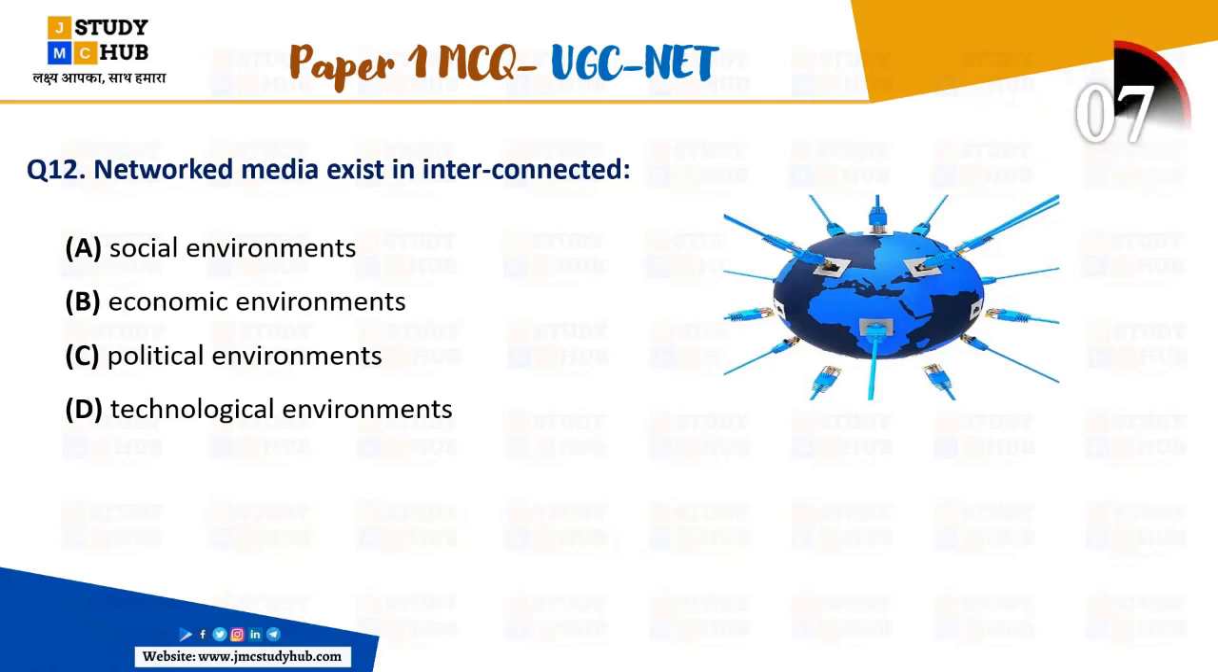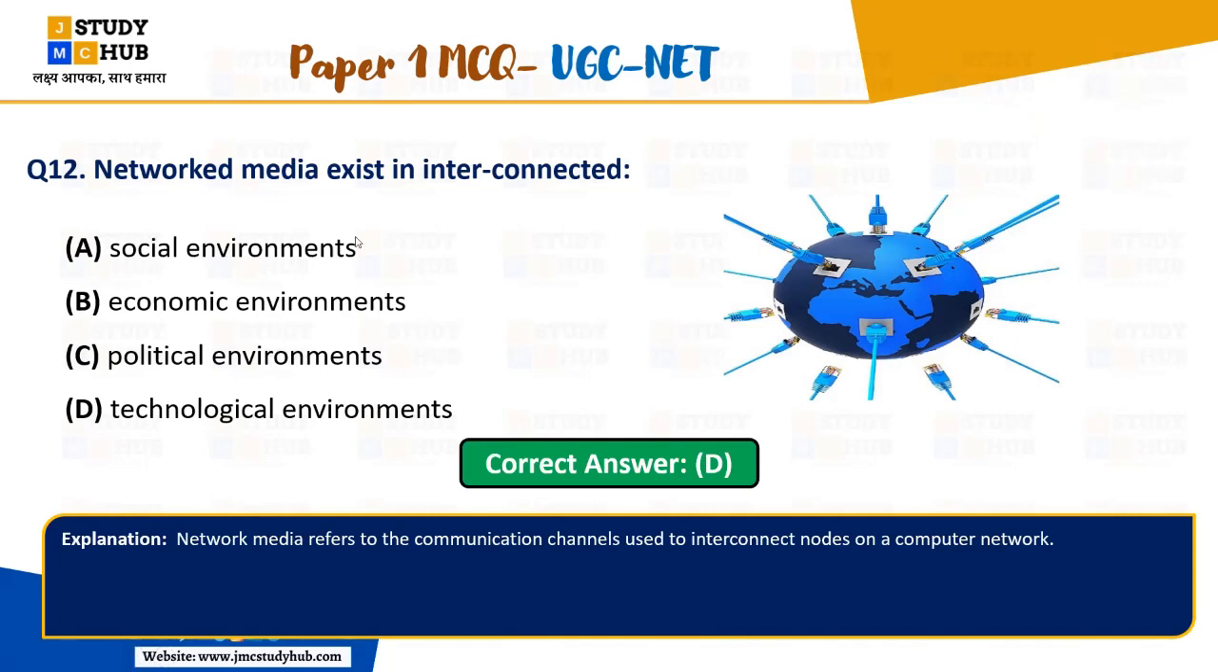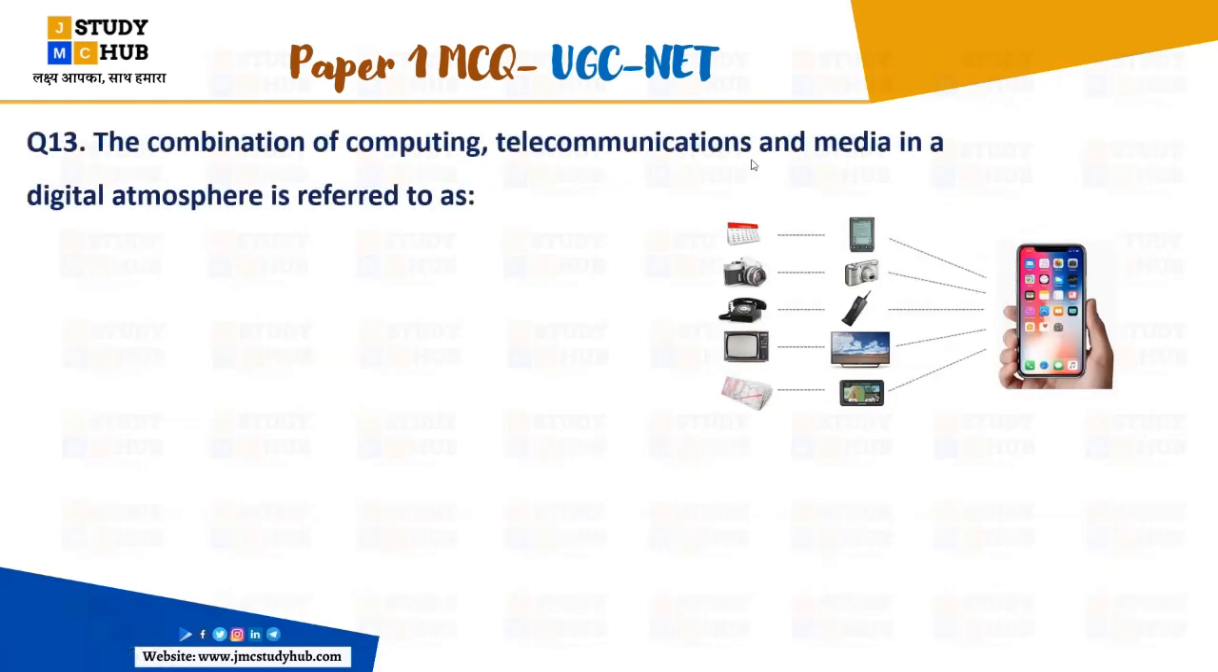Okay, chaliye. Very good. The right answer is network media exist in interconnected technological environments, right? So here the right answer would be D. Network media refers to the communication channels which are used to interconnect nodes on a computer network. You can see that it is connected with our computers, and those computers are connected with other computers. That's why the networks form, and that is the network media which exists interconnected in the technological environments, right? Chaliye. Next, question number 13: the combination of computing, telecommunication and the media in a digital atmosphere is referred to as.